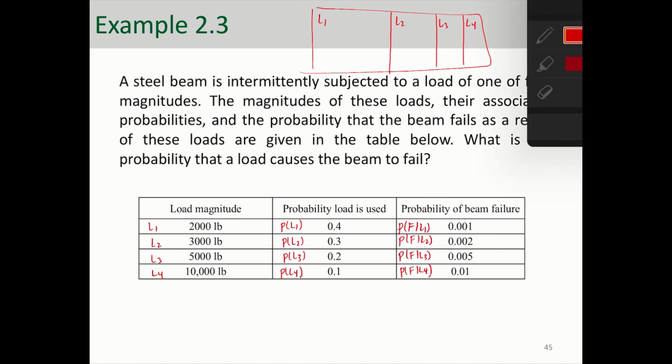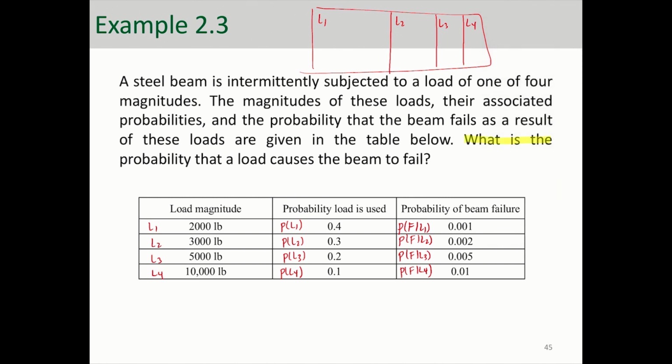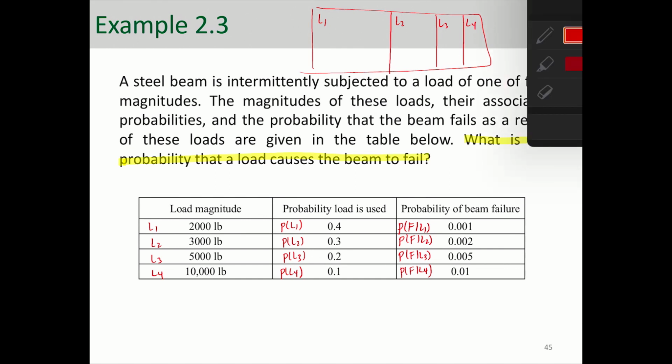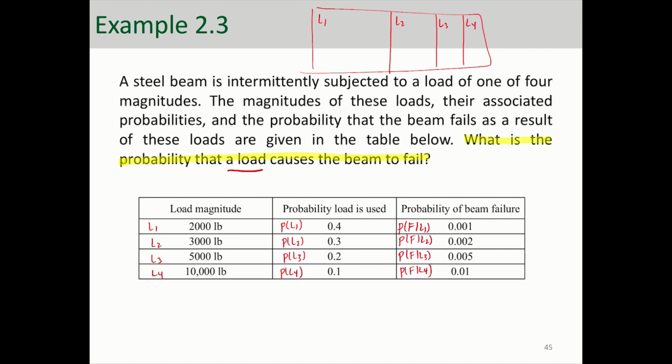Now, the question is asking what is the probability that a load causes the beam to fail. Just a load. So that's not asking you the probability of failure if L3 is used, because in that case you would have the answer. It just says the probability that a load causes the beam to fail. We don't know which load is going to be used. That's probabilistic. So the problem is essentially asking us for the probability of failure.